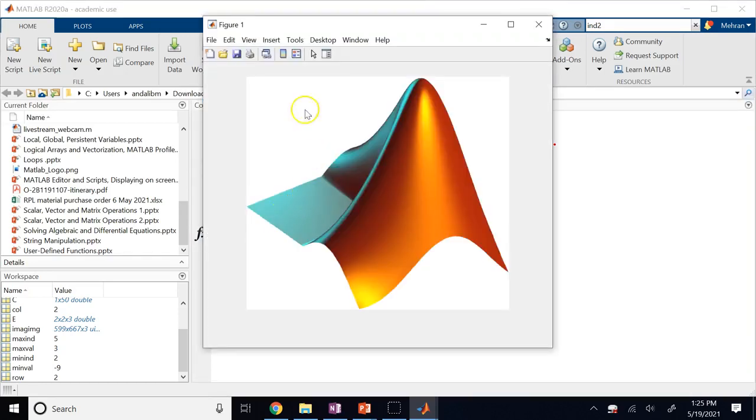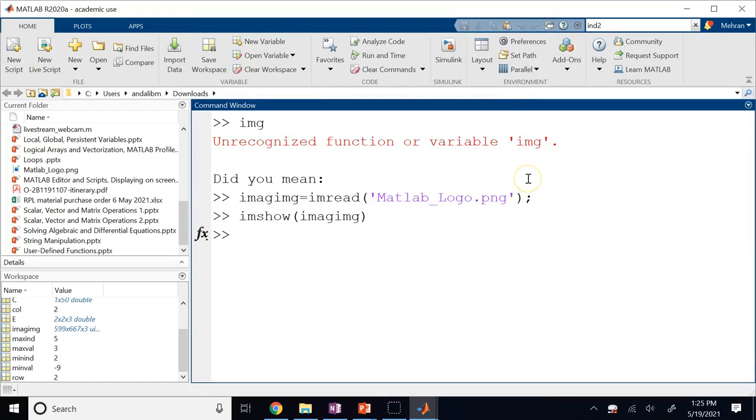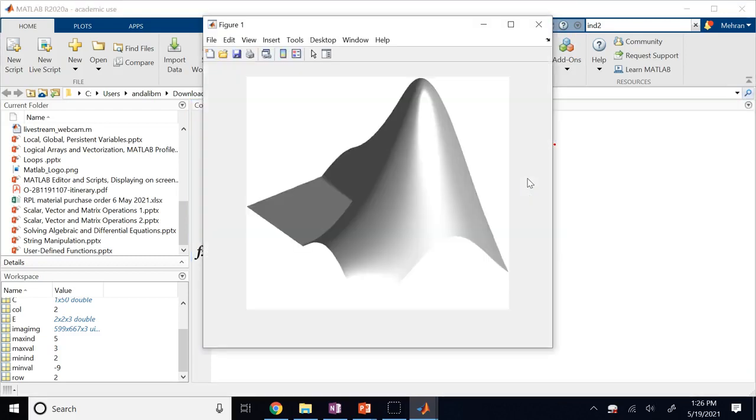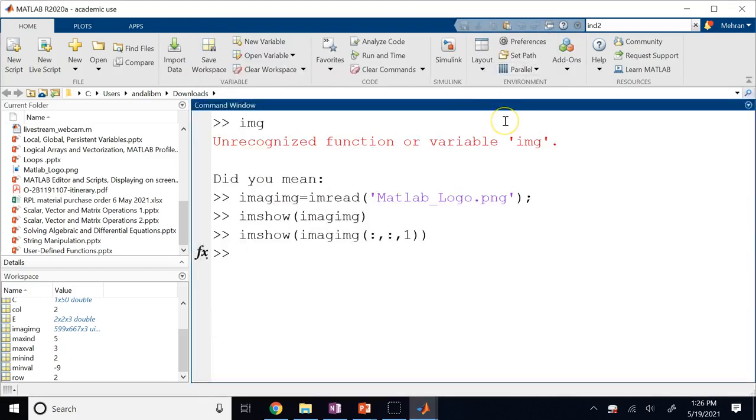Okay, and as you can see, this is an image. It has 599 pixels in height and 667 pixels in width, and it has 3 channels: red, green, and blue. If you want to look at only the first channel, which is the red channel, look at the red values. Anywhere that is whiter has more red to it. Anywhere that is darker has less red to it.